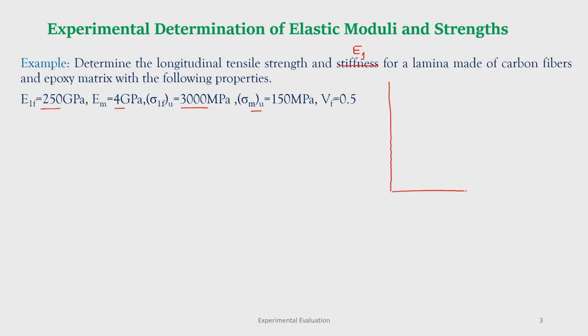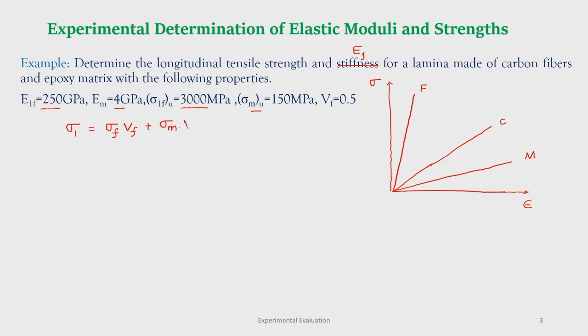if you remember we have discussed these things in detail, that suppose this is strain versus stress. So, this is the stress-strain curve for the matrix and this is the stress-strain curve for the fiber and of course, the stress-strain curve of the composite will be in between. Okay. So, we know that at any point sigma 1, that means the tensile stress in the composite, is equal to the tensile stress in the fiber into volume fraction, sigma f Vf, plus stress in the matrix into the corresponding volume fraction.